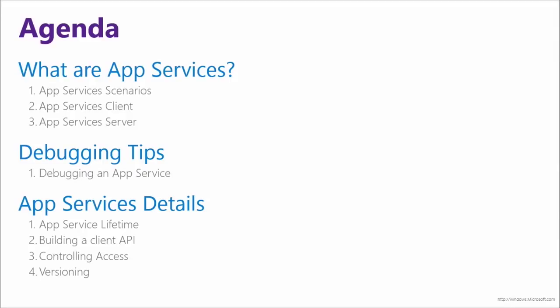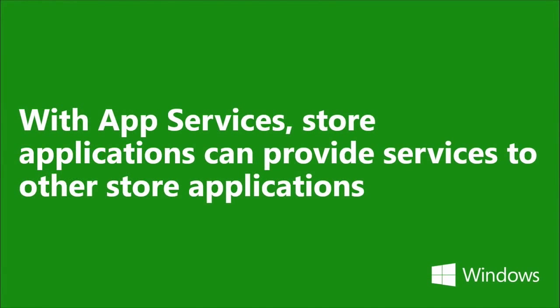So we're going to look at what they are, what problem they solve, look at some of the scenarios, and then just a quick look at the key bits of the code that you need to put in your app services client and your server. A few little tips about how you debug these things, because it's not quite the same as a regular foreground app. And then we're going to dig a little bit into some of the deeper aspects of how they work and some of the things you're going to want to think about when you're building these things. Makes sense to me. Let's get started.